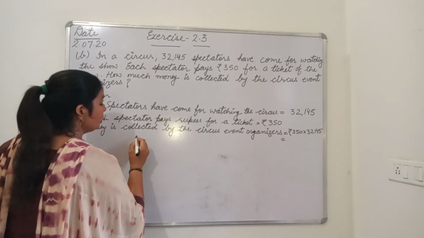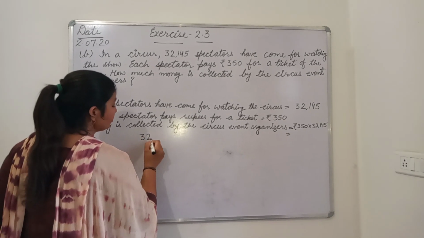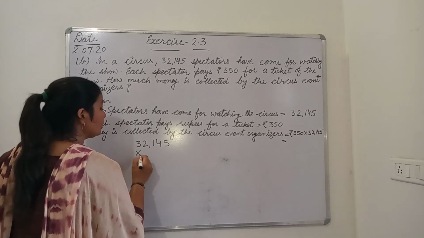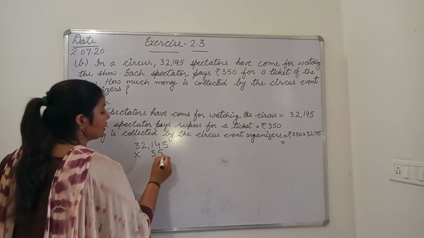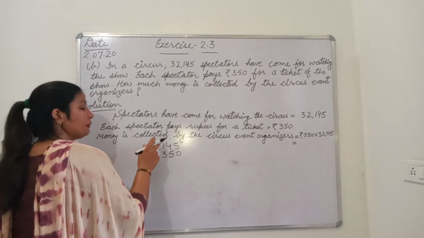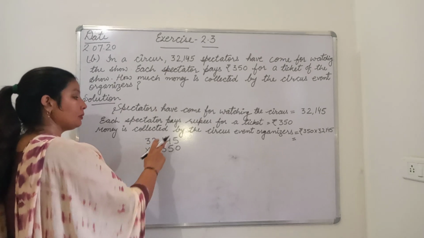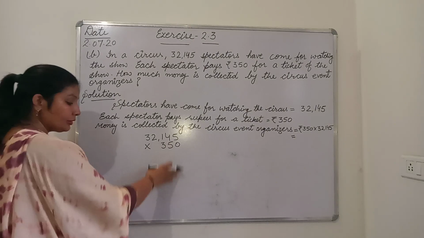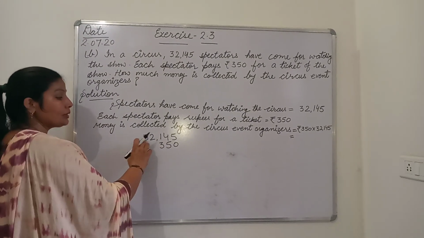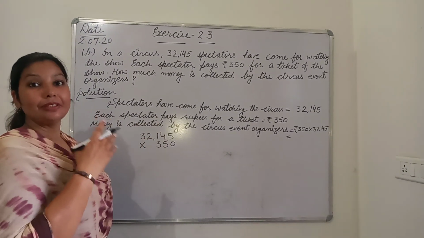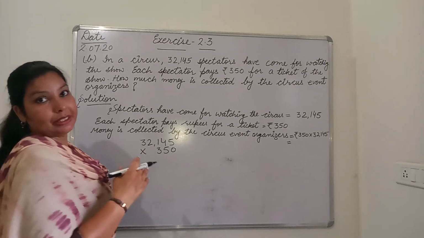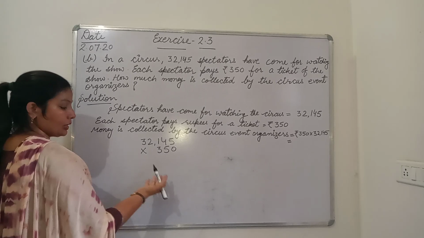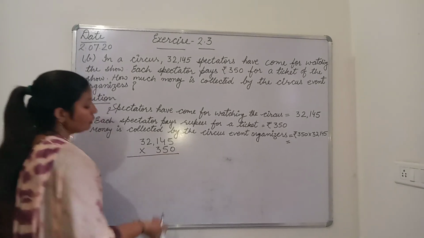So 32,145 multiplied by 350. The meaning is the same. If we write 350 on top and 32,145 below, that is also the same. But the length of the question will increase because there is a 5-digit number and we would multiply by 5 digits. When we multiply by 350, the length will be decreased. So now we will do the multiplication.